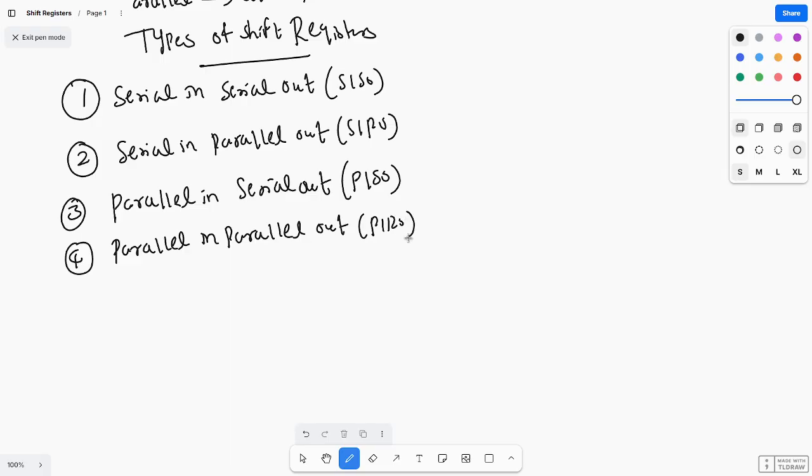Parallel in serial out means you can load the data parallelly at a time, and you take out the data serially, one bit after another bit. Parallel in parallel out means you can load the data at a time, and we can remove the data at a time. So first we'll see serial in serial out, SISO.